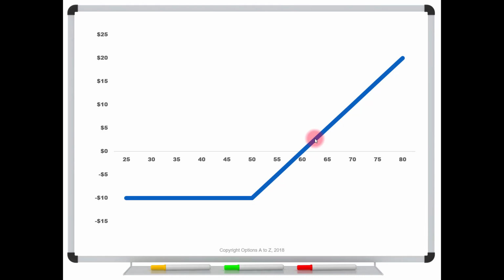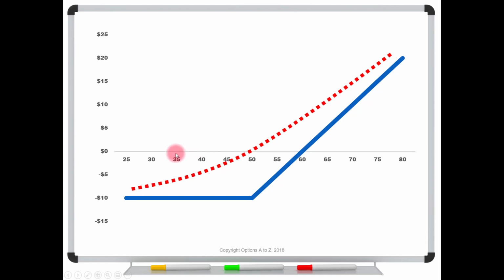But again, that's only at a very small sliver in time, going right into the closing bell on expiration Friday. But today, you're not going to look like this. You might look like this. This is now your risk graph.